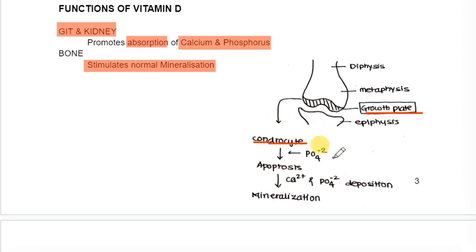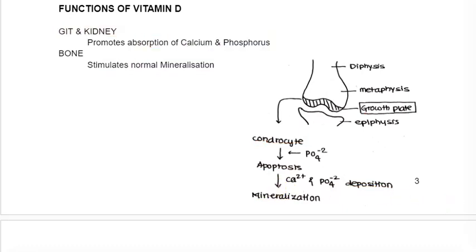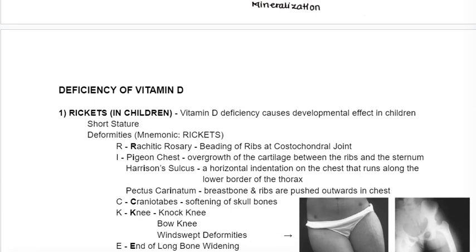Here, phosphorus enters the chondrocyte, leading to apoptosis. When there is calcium and phosphorus deposition, the normal mineralization is continued, due to which there is a hardening of bone, and the development of a baby is good, and even in adults. Okay, so now let's look into the deficiency of vitamin D.